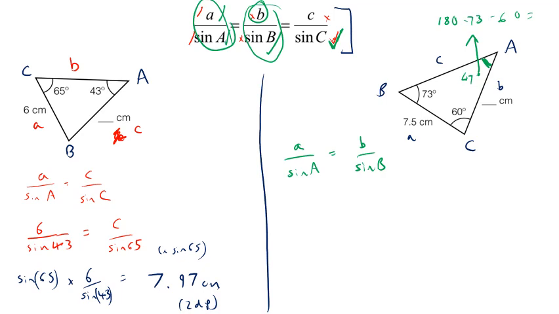Then we substitute from the question into the formula. So side A is 7.5. Then sine, the angle is 47, equals B, which we don't know, over sine, and then the angle is 73. So after that, this looks really similar now to this line of working here. Here I times by sine 65. Here I'm going to times by sine 73.